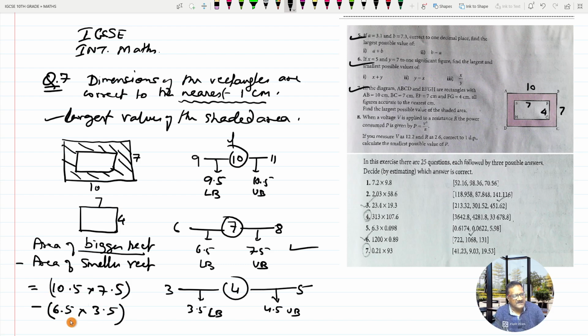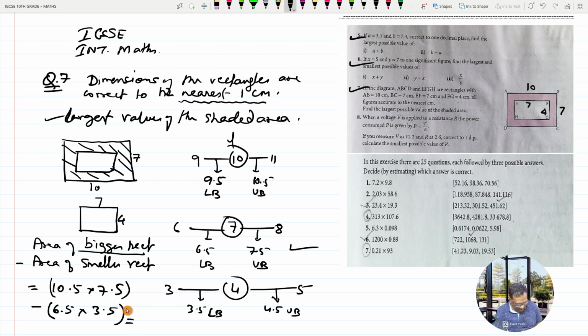Now this will be the biggest value of the outer rectangle and this will be the smaller value of the inner rectangle. This way you will get the largest difference in the two areas. That means the largest value of the shaded area you will get. If you work this out, let us see what you get: 10.5 into 7.5 minus 6.5 into 3.5.